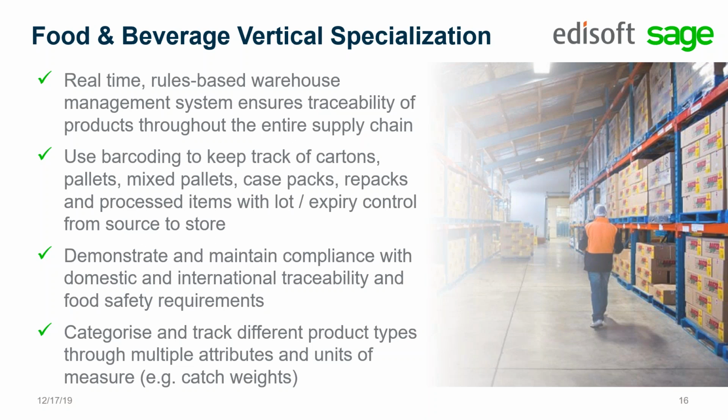And then of course we can categorize and track different product types through multiple attributes and units of measure. So if you're purchasing in weights, potentially using catch weights, or receiving in catch weights, we can automatically convert that based on your stocking unit of measure within Sage 300. You might be selling in case packs, you might be selling in eaches, you might be selling in units. Whatever that is, it doesn't matter how you're receiving goods and selling them. We have those types of features built in.